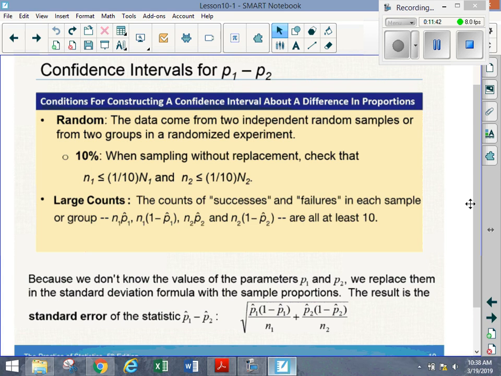So if you don't know your parameters, p sub 1 and p sub 2, you may use a statistic, in this case a sample proportion. So you would use p hat sub 1 minus p hat sub 2 as your point estimate as well. And then you would use that p hat sub 1 and p hat sub 2 in order to calculate your standard deviation. Yes?